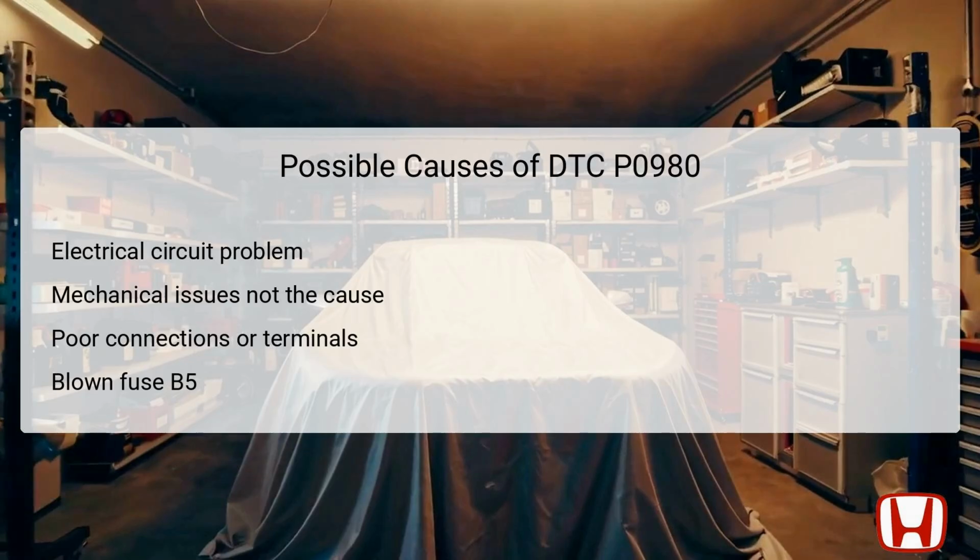Another potential cause includes poor electrical connections or loose terminals found between the shift solenoid valve C and the PCM, which could disrupt the signal transmission. Additionally, a blown number B5 fuse located in the underhood fuse/relay box can further prevent the solenoid from operating. Correctly identifying these causes will facilitate an efficient and effective troubleshooting process.